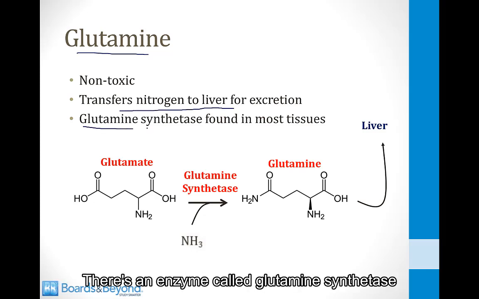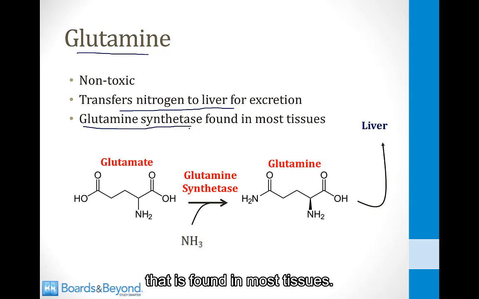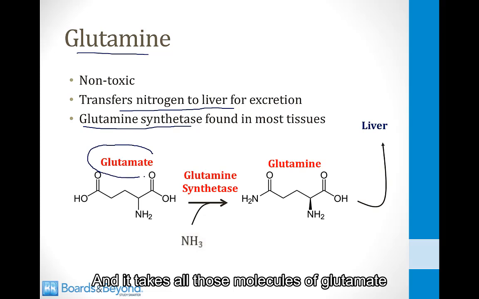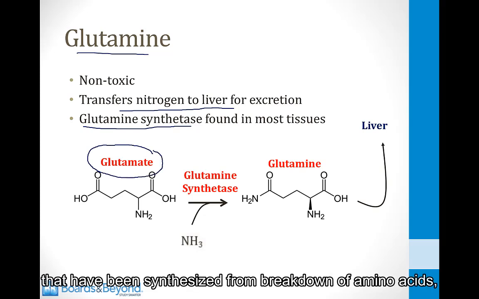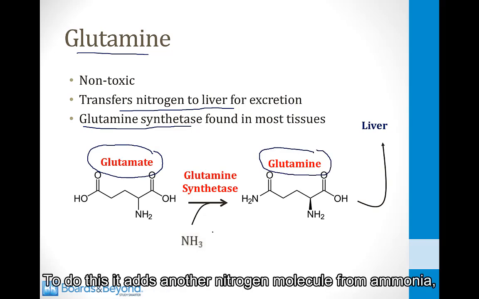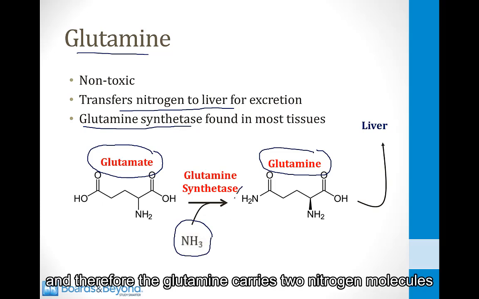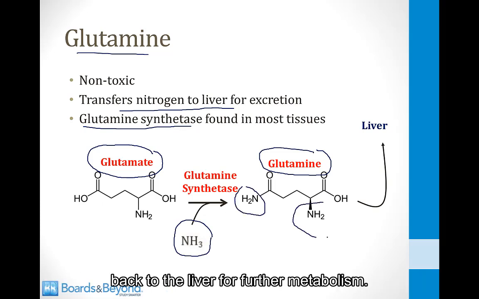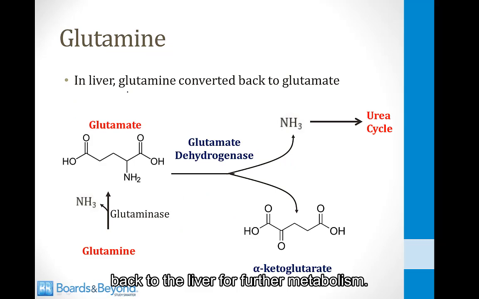There is an enzyme called glutamine synthetase that is found in most tissues, and it takes all those molecules of glutamate that have been synthesized from breakdown of amino acids, and it converts them into glutamine. To do this, it adds another nitrogen molecule from ammonia, and therefore the glutamine carries two nitrogen molecules back to the liver for further metabolism.